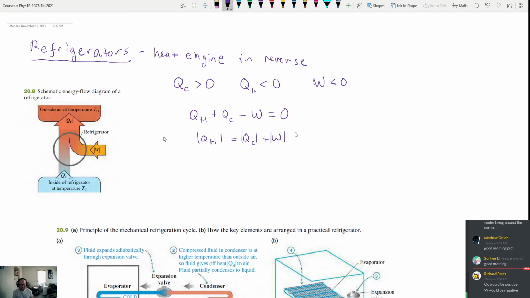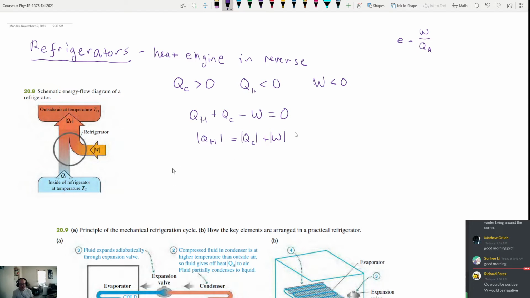And now the next thing to talk about is efficiency of a refrigerator. So with the heat engine, our efficiency was just the amount of work that was done divided by the heat input, right? Just to remind you, the efficiency for a heat engine was work done divided by QH, I believe, right? Because, yeah, you always input more heat than you get work out. So that defines efficiency for an engine.